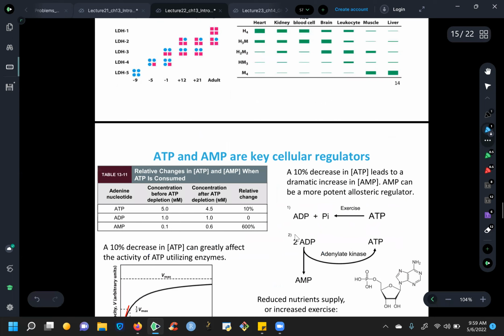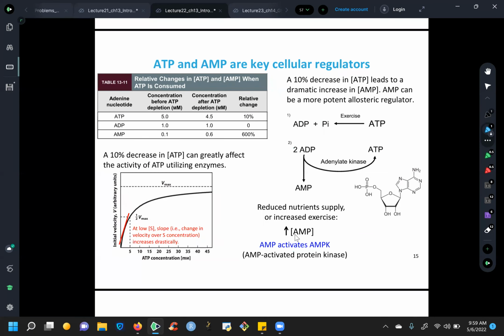Okay. ATP and AMP are key cellular regulators. A 10% decrease in ATP, oh, it's my software that's not working. Okay, I think I just have too many documents open.